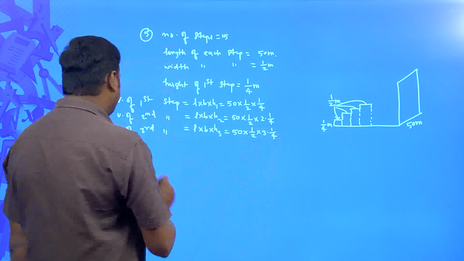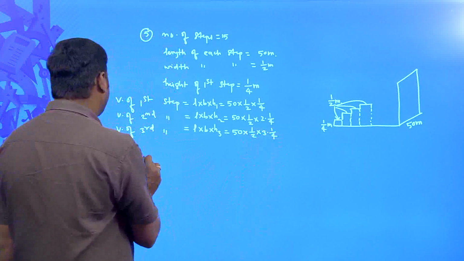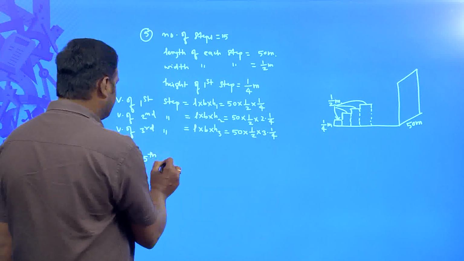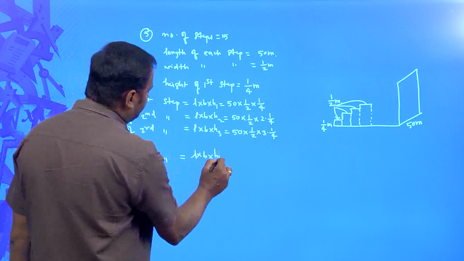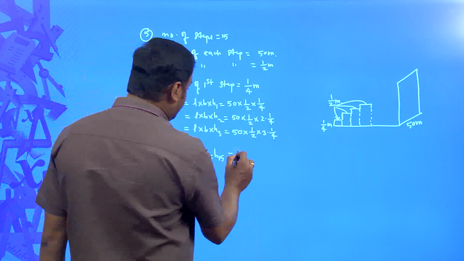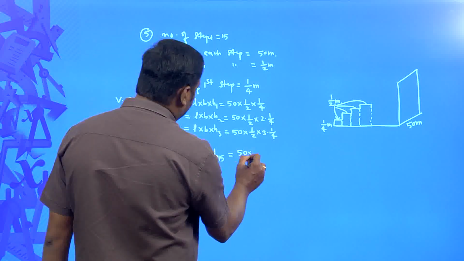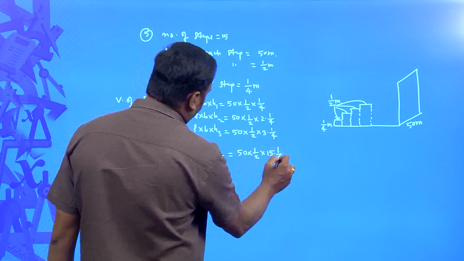Got it? Like that we have how many steps? We have totally 15 steps. So, the volume of the 15th step is going to be L into B into H15, because that is the height of the 15th step, which is 50 into half into 15 times 1/4.